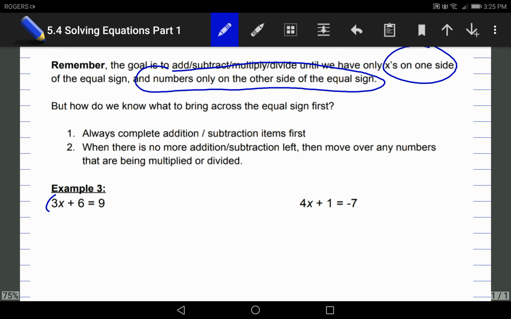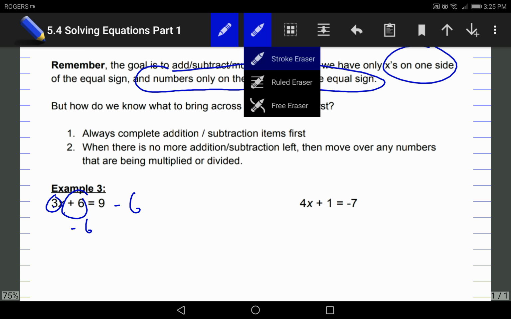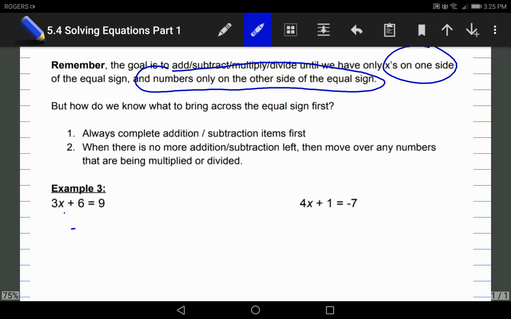Should you first divide everything by 3 because it's 3 times x? Or should you first subtract 6 from each side? What number should you move over first? That is the question that students always have. And here are the rules for this order, and it works, so this isn't just pulled out of a hat. This is stuff that actually mathematically checks out. Always complete addition and subtraction items first. So in an equation, if you see any plus, so you see my x term.